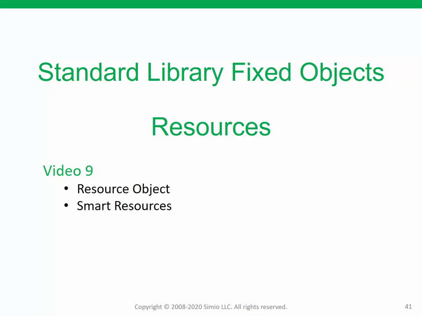This is video 9 in the Standard Library Fixed Objects module, and in this video we'll talk about resources. In particular, we'll talk about the resource object in the Standard Library, and then we'll also revisit the concept of smart resources, which we've talked a little bit about in the context of the server object and the combiner and separator object, which all three have internal resource objects, and so they have the same behavior and same characteristics that we'll see in the resource object itself.